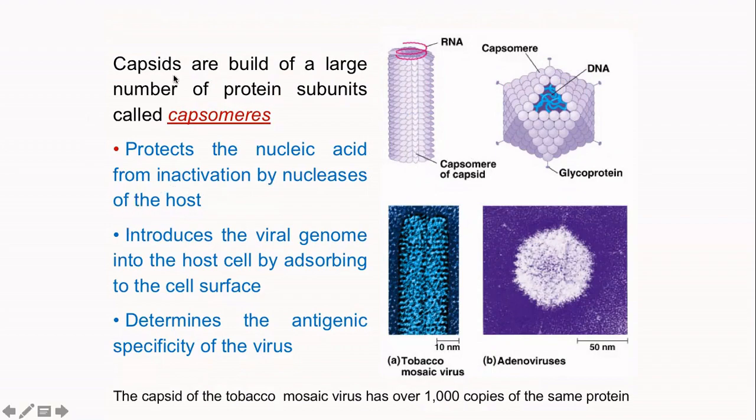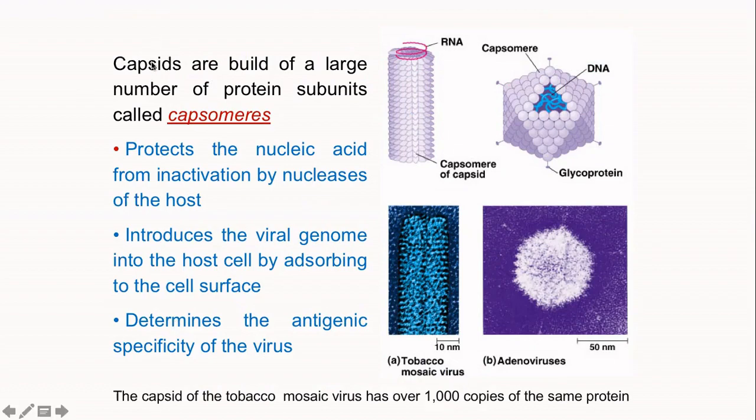Another function that the capsid does is that it helps in introducing the viral genome into the host cell. How do they do it? By first adsorbing onto the surface of the host cell. So first they will come, land on the surface of the host, then they adsorb so that the cell does not move, and it injects the genetic material into the host cell. We will see about it a little later.